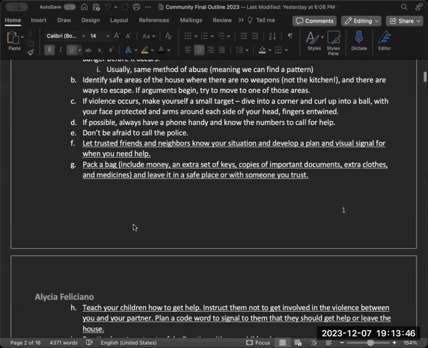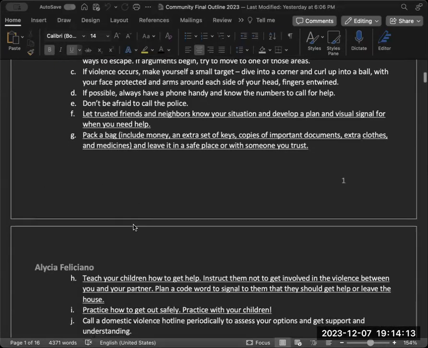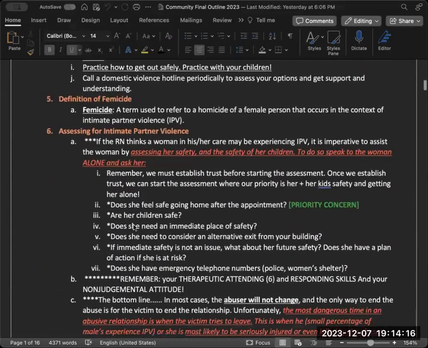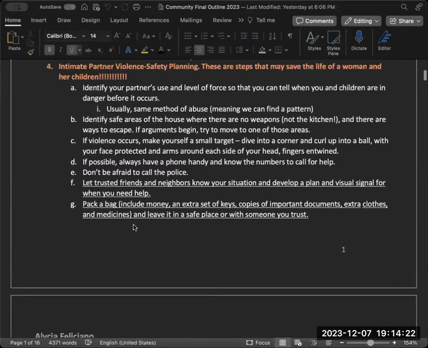But the priority, in terms of safety planning, would be being able to identify the patterns of abuse and being able to figure out the safe areas in the house, and making sure that there is a way to escape if that's possible. So those are the things that we're looking at the most in terms of safety planning, but other things, like I said, trying to keep the phones, talking to trusted friends or neighbors, and things like that. Does anybody have anything else that they want to add for that section? This is what I found from, like I said, the intimate partner violence sheet.